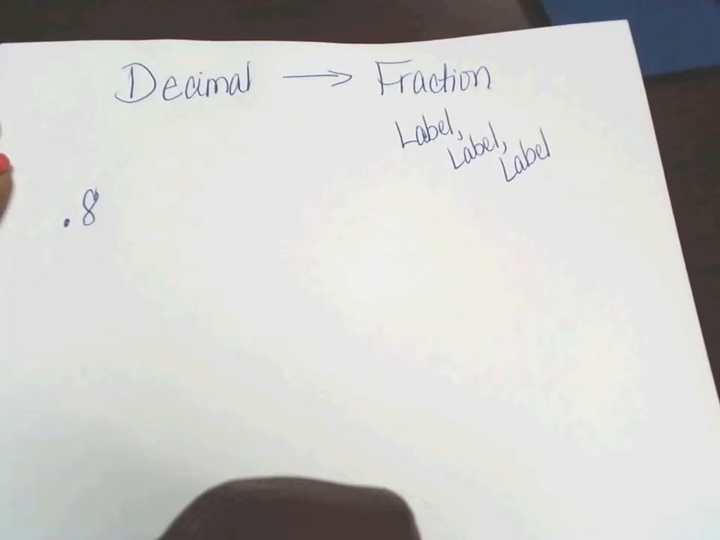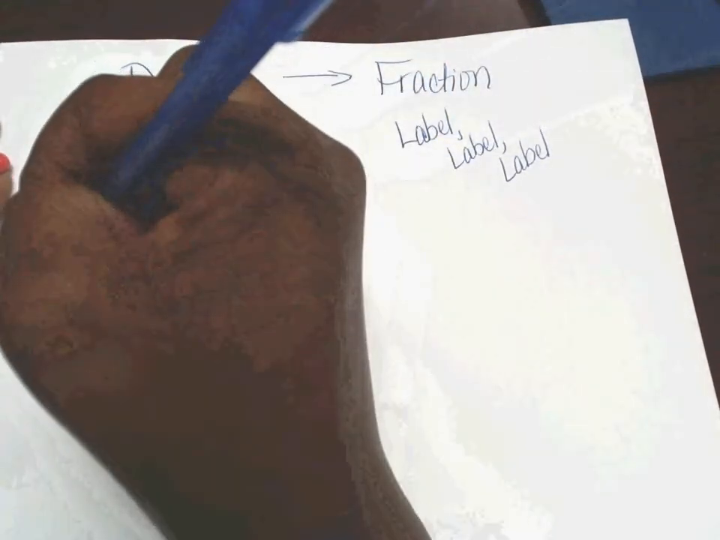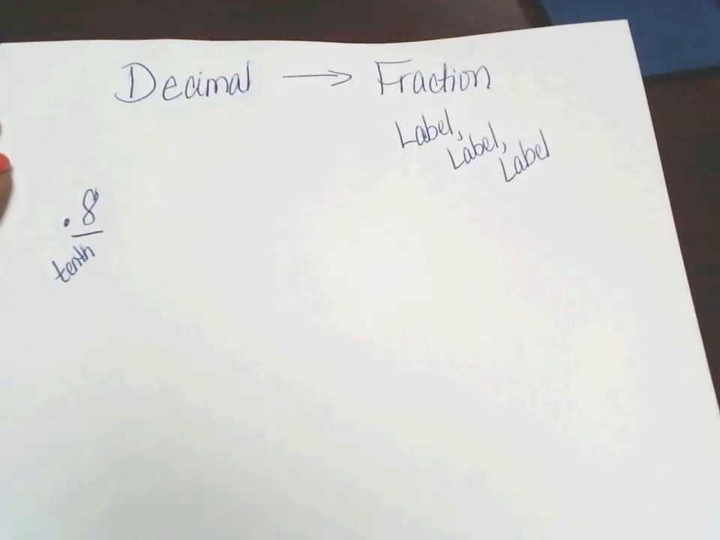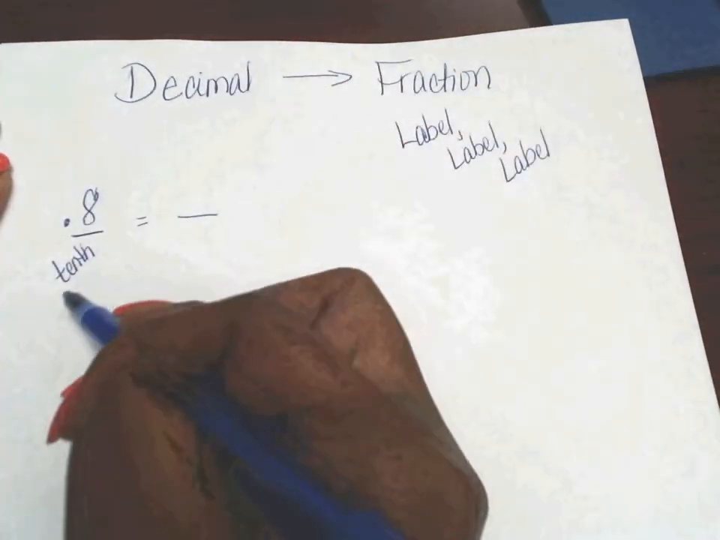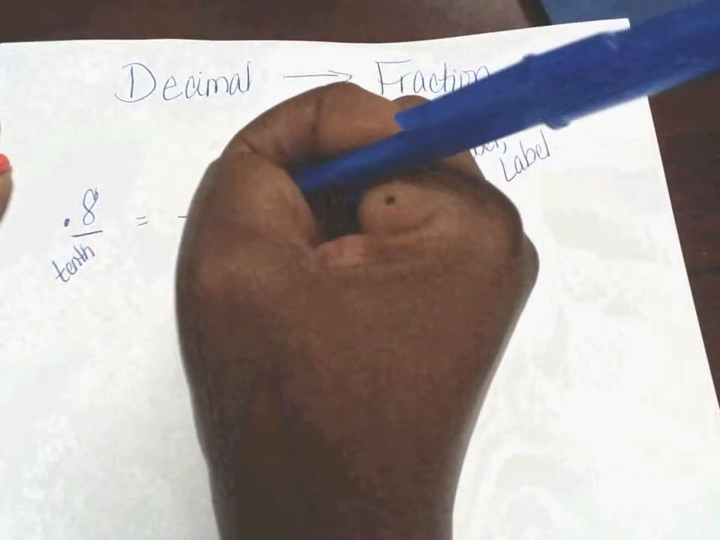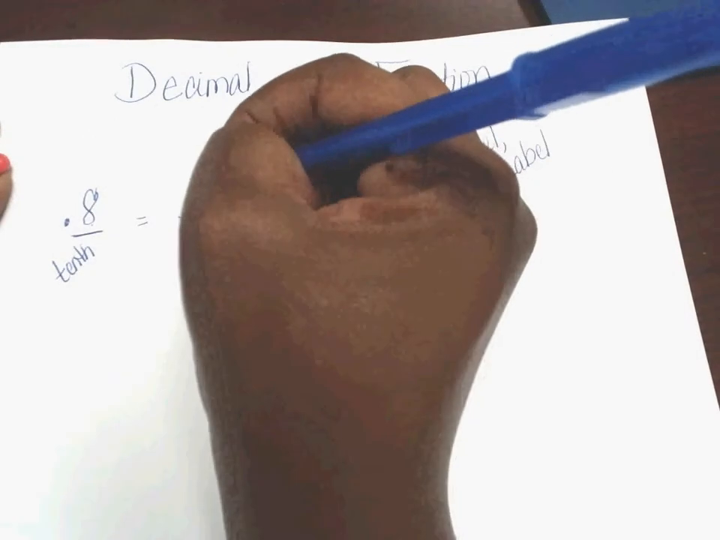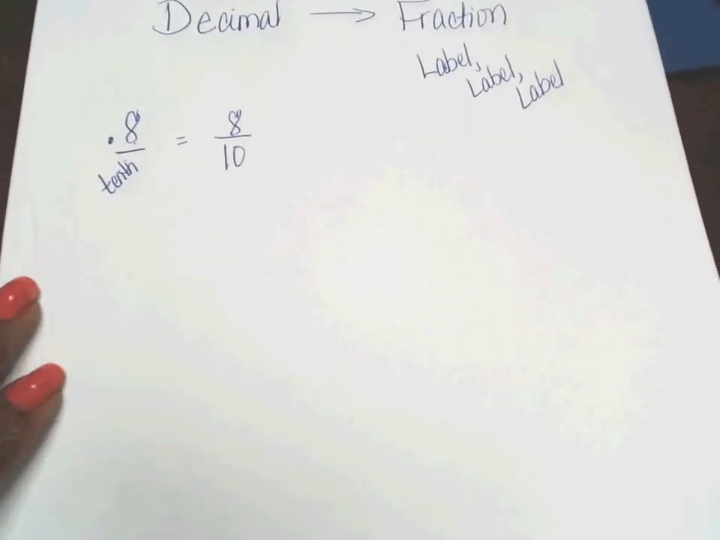So here we have 8/10, and I know that's 8/10 because if I label it, that first place value after the decimal point is tenths. To convert it, whatever this word says, tenths, I would put that at the bottom, and then I would put the number here at the top. And that's really all you do. That's very simple. We can get those done.